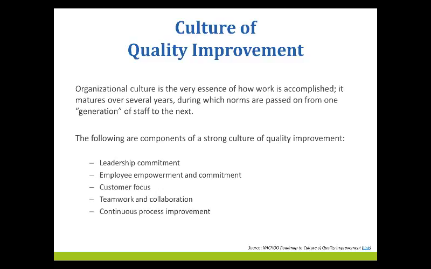Teamwork and collaboration. In an organization with a culture of quality, teams have clearly defined performance expectations and gather routinely to brainstorm, solve problems, implement quality improvement projects, and share lessons learned.